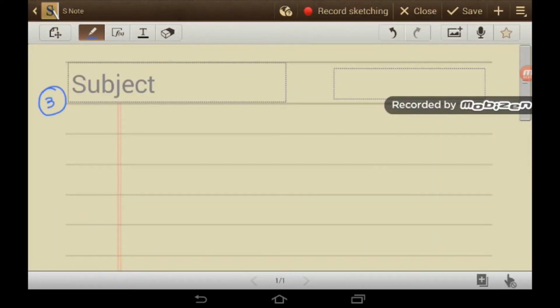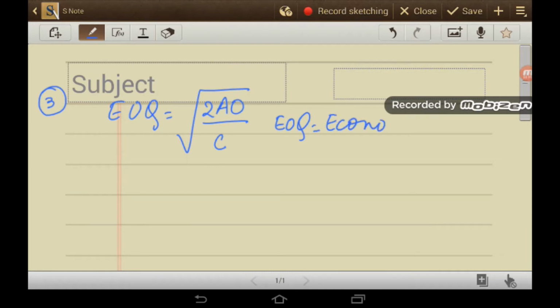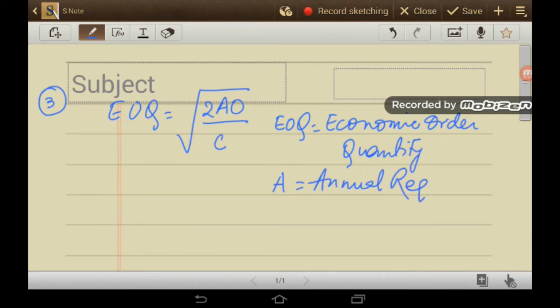So EOQ is calculated by the formula square root of 2AO by C, where EOQ is the economic order quantity. A is the annual requirement. So here 200 units per quarter. So there are 4 quarters. So 800 units is the annual requirement.